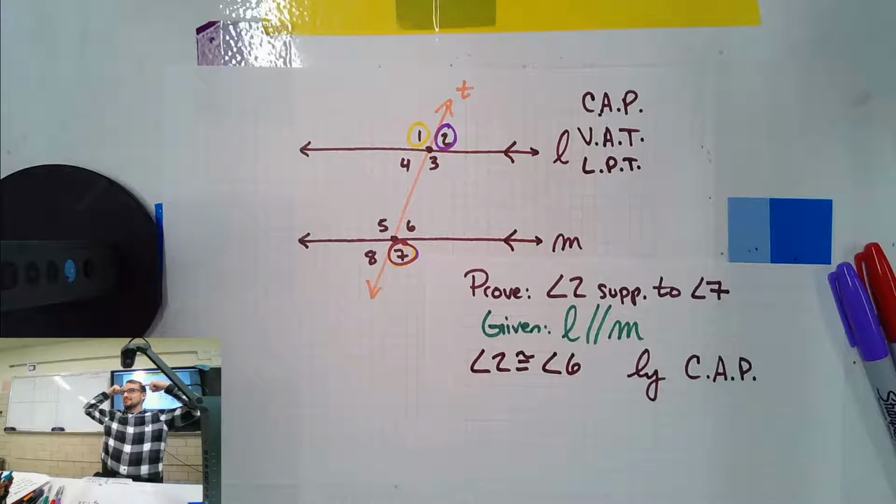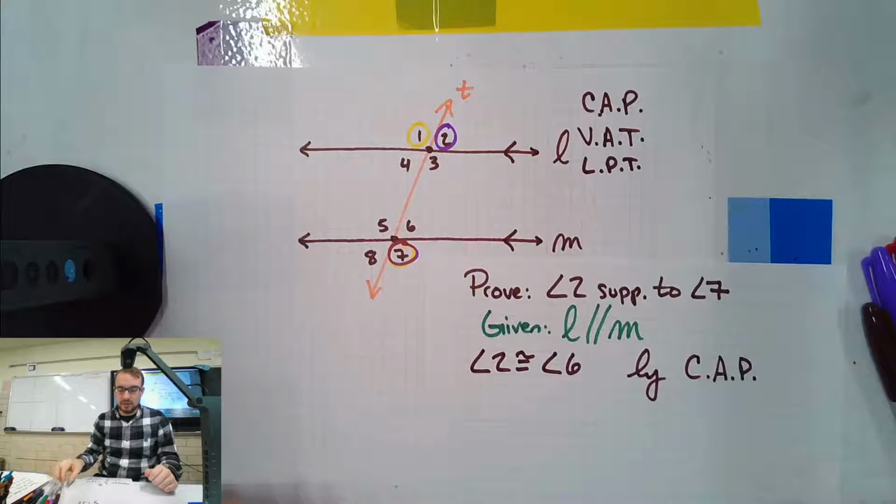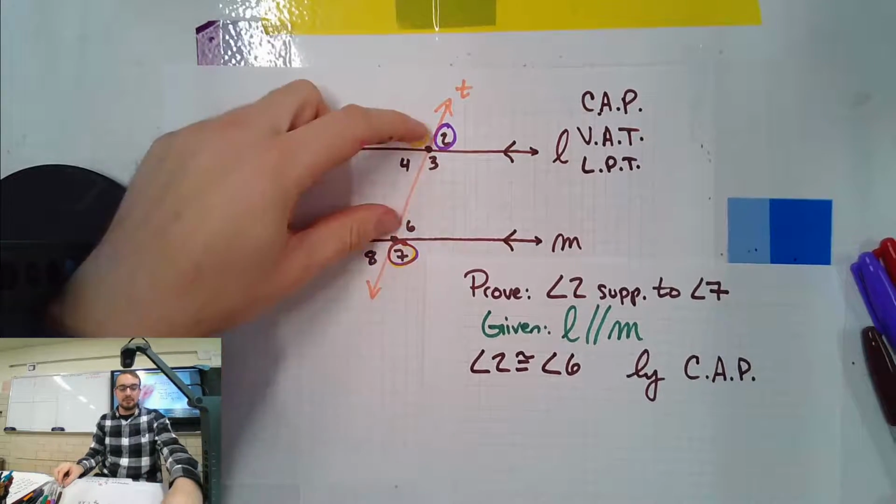You all right, Marissa? Gotcha, yeah. All right, so 2 and 6 are congruent by CAP.